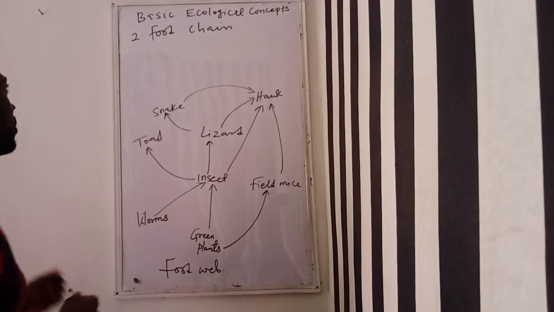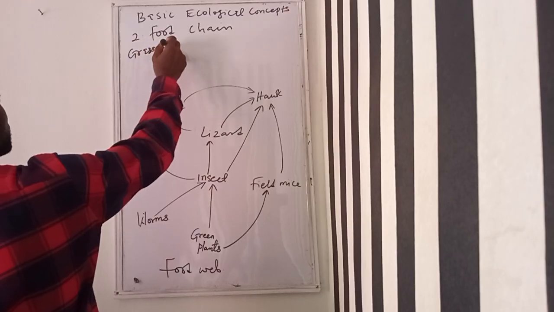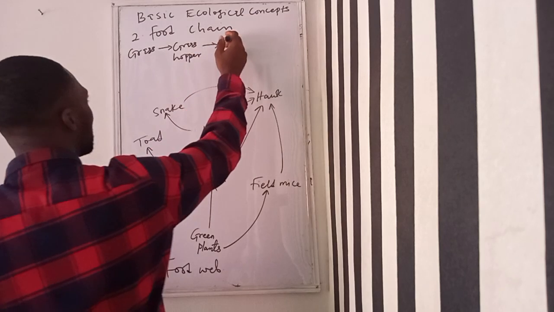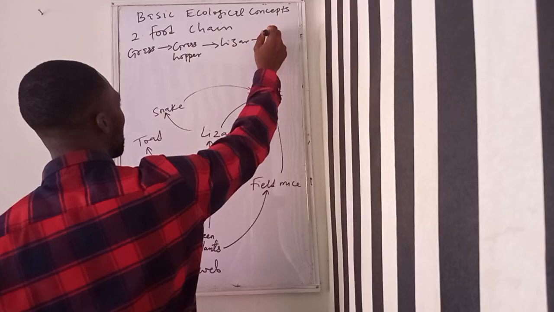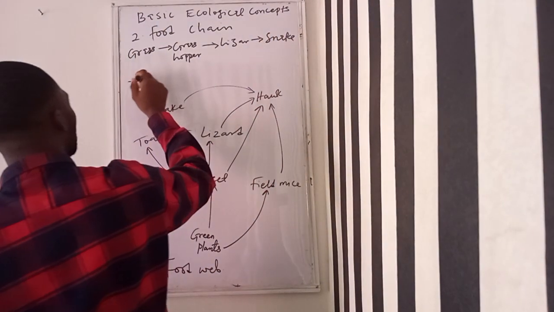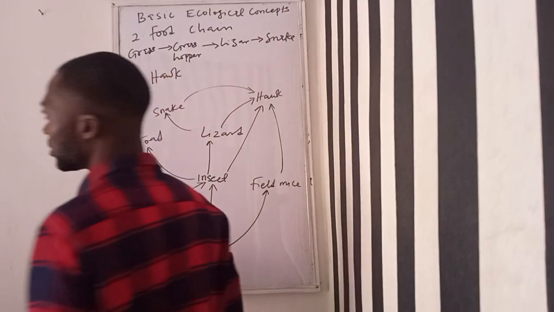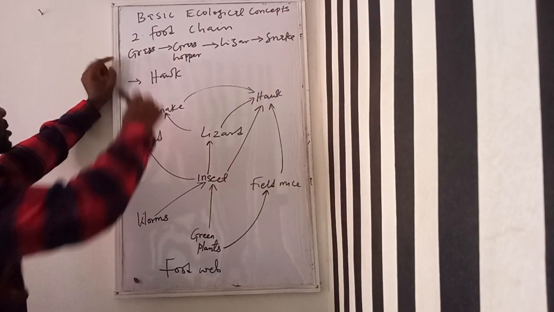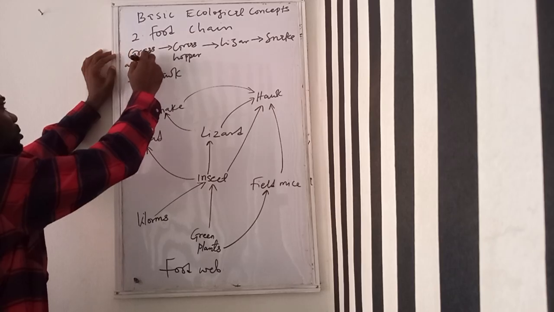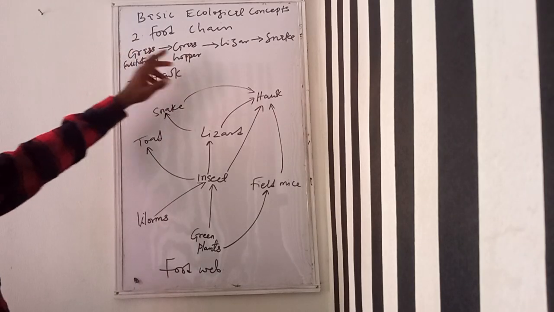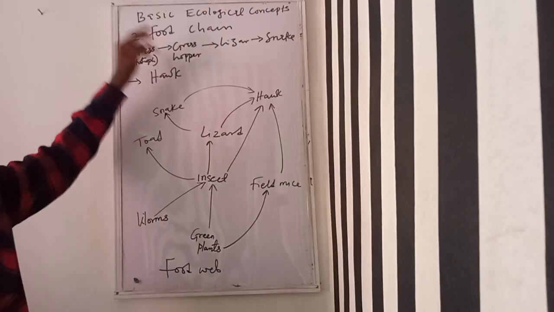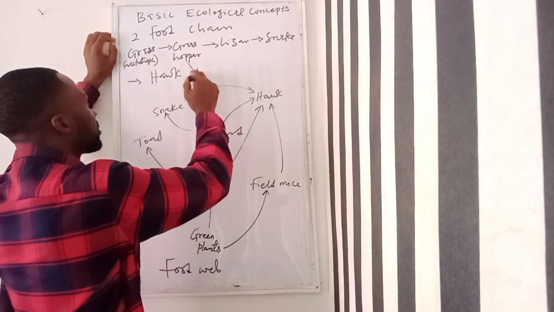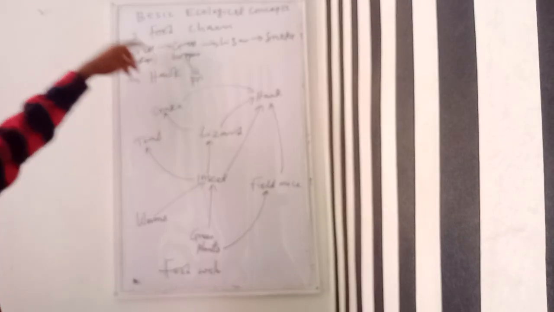So in the case of a food chain, we'll have the producer, this is the grass. Then we'll have the grasshopper, then we'll have the lizard, for instance, then the snake, then the hawk. So in this case, you see that grass is known as the producer or the autotroph. In the case of grasshopper, grasshopper is a consumer. And what kind of consumer? This one, primary consumer. So grasshopper is a primary consumer.